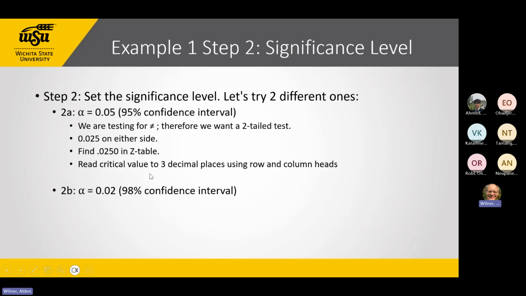Okay. We read that to 3 decimal places using the row and column heads. We get 1.96. It's negative, which means we're on the left side, but it's the same thing on the right side as well. So that tells us the likelihood that we're out in those tails, right?